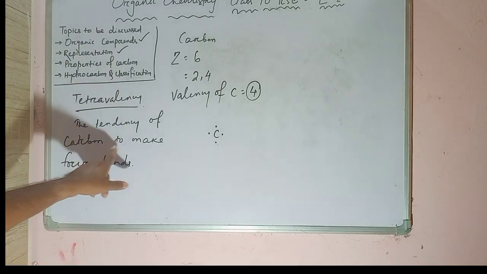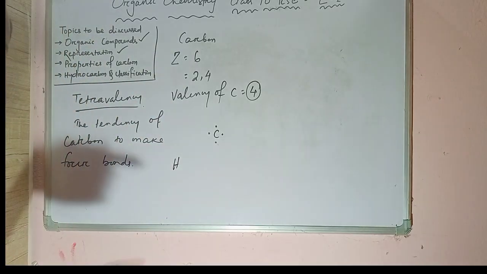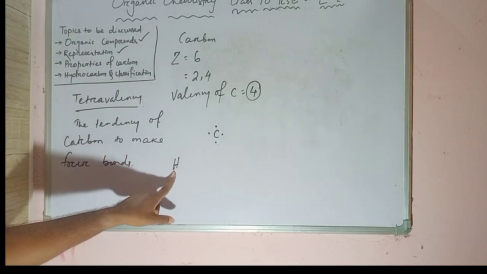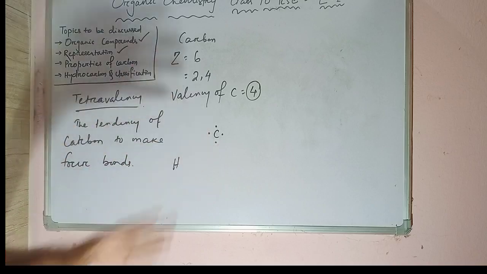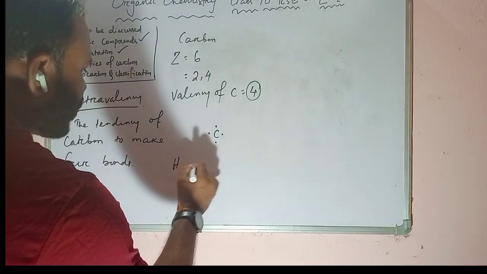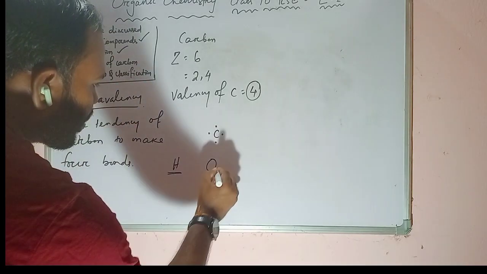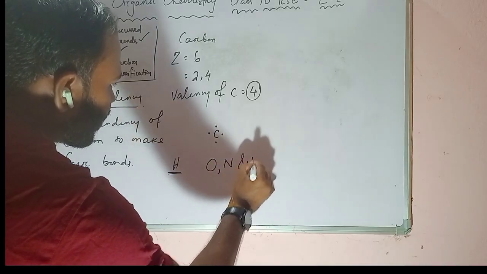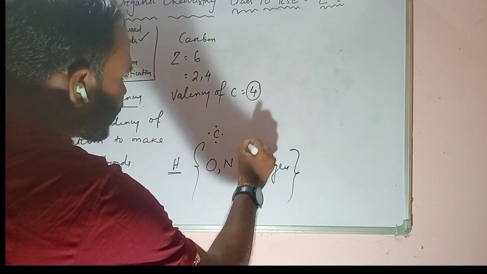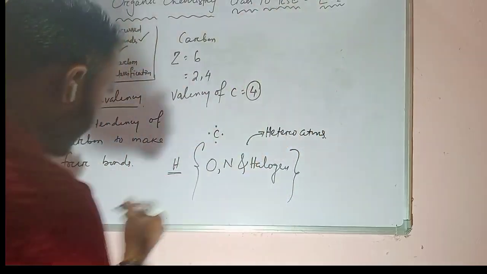These 4 bonds can be either with hydrogen. This is very common. When there is nothing written, it means it is connected to hydrogen, because the valency of hydrogen is 1. Except hydrogen, what can be other atoms? Like oxygen, nitrogen and halogens. These are also known as heteroatoms.